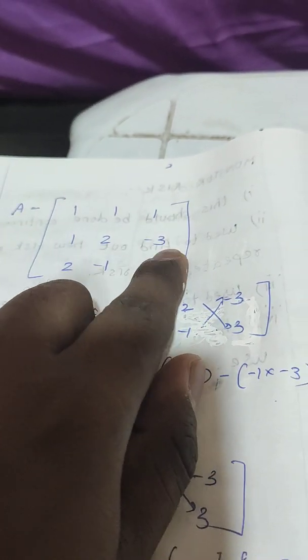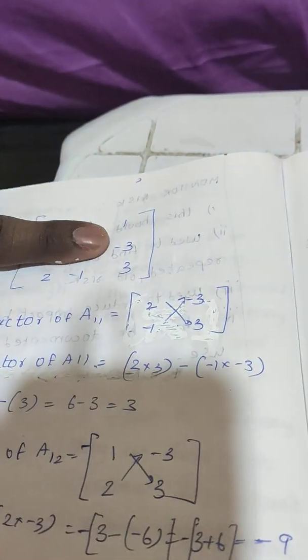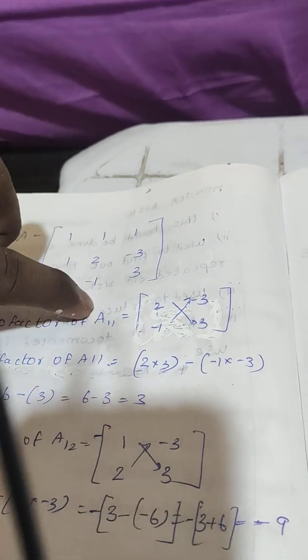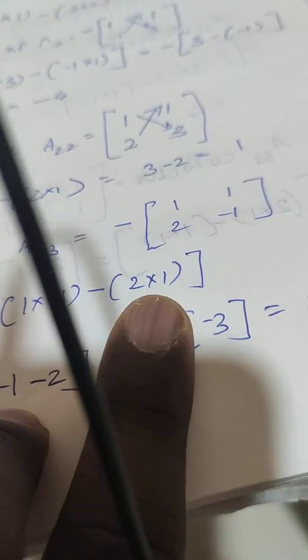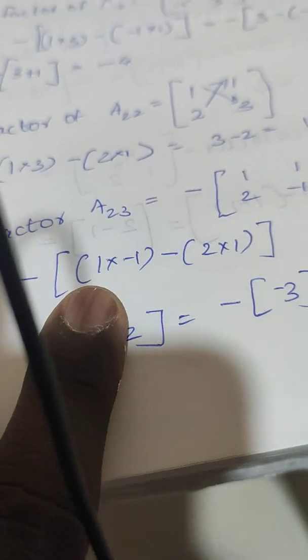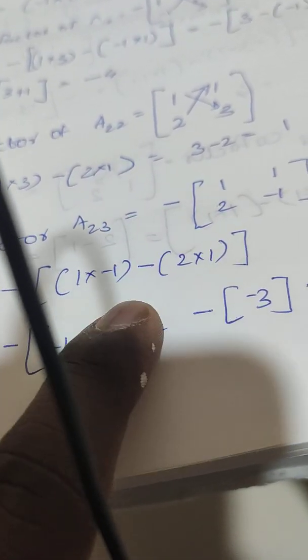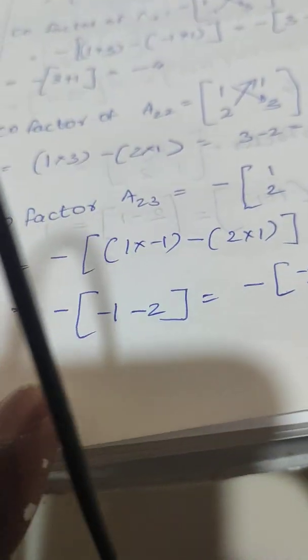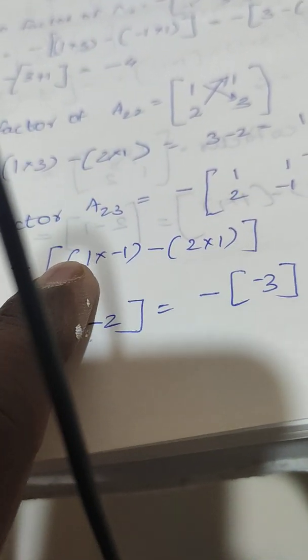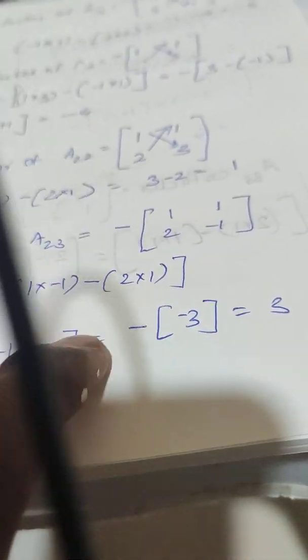Cofactor of A23, that is second row, third column. So if I take this out, the balance will be 1, 1, 2, minus 1. We're going to put a minus sign. So this is 1 into minus 1 is minus 1. 2 into 1 will be 2. So 1 into minus 1 minus 2 into 1 becomes minus 1 minus 2, which is minus 3. And with the minus sign outside, minus of minus 3 is plus 3.